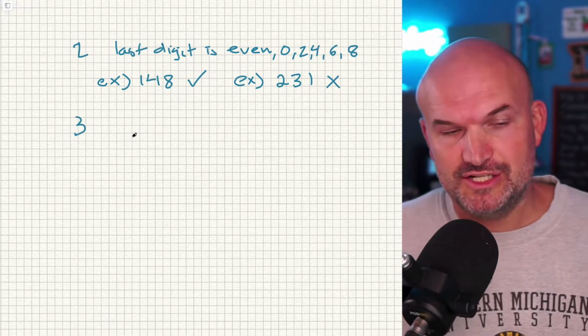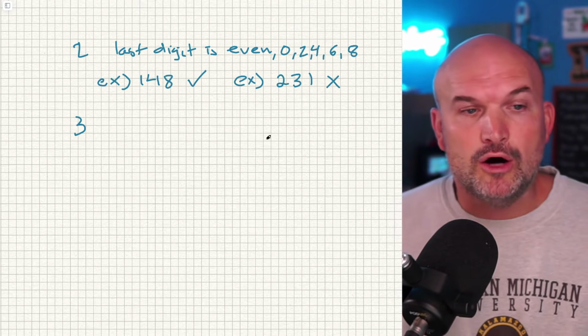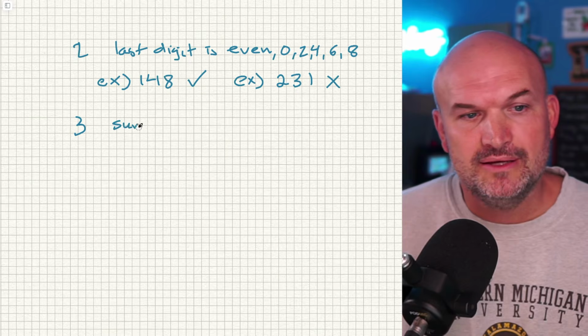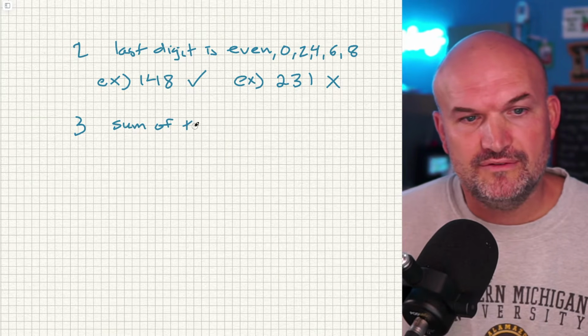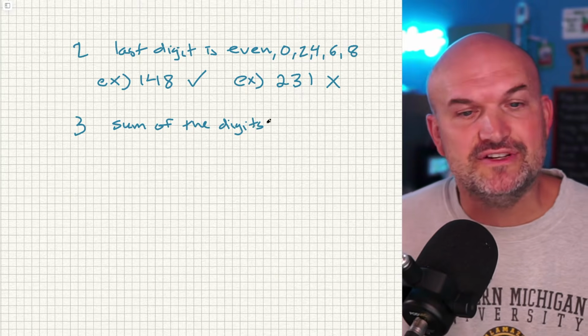Now let's move to the digit 3. When we want to determine if something is divisible by 3, all we're going to do is take the sum of the digits, and the sum of the digits needs to be divisible by 3.